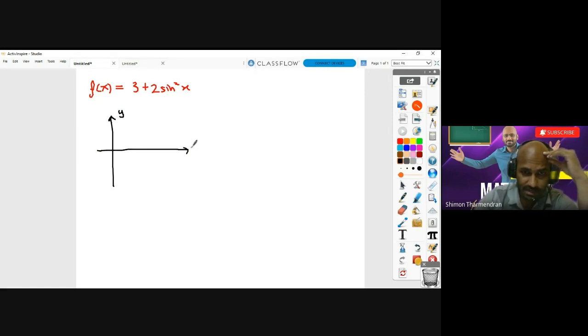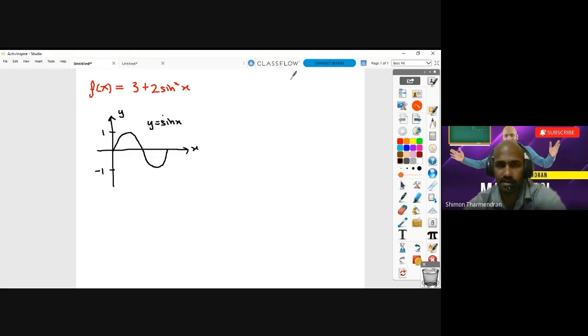Now, the sine x graph I just showed you goes up to 1 and comes down to -1. So this is 1, this is -1. This is the standard sine x graph. Follow carefully, it's actually quite simple. I'm going to change the function now. Let's say I have a function f of x. I'll come back to the original question, but I put this as 3 plus 2. Instead of a sine squared, I put 3 plus 2 sine x.